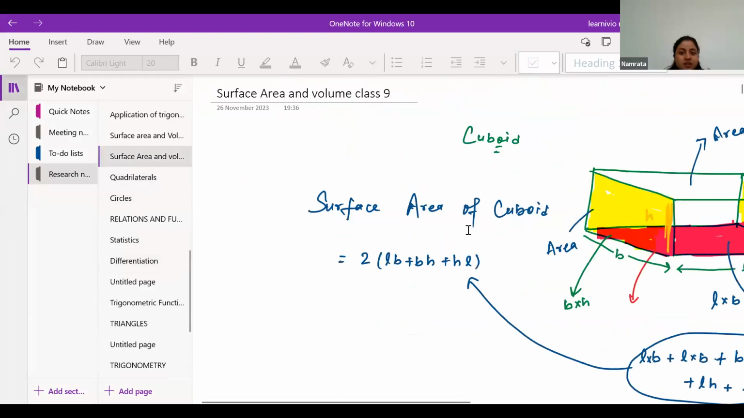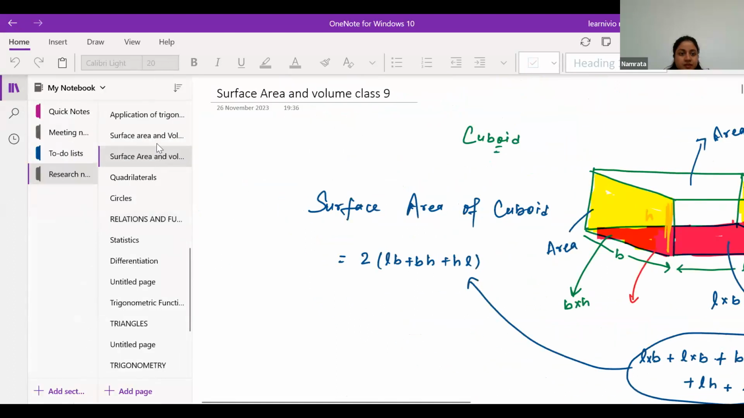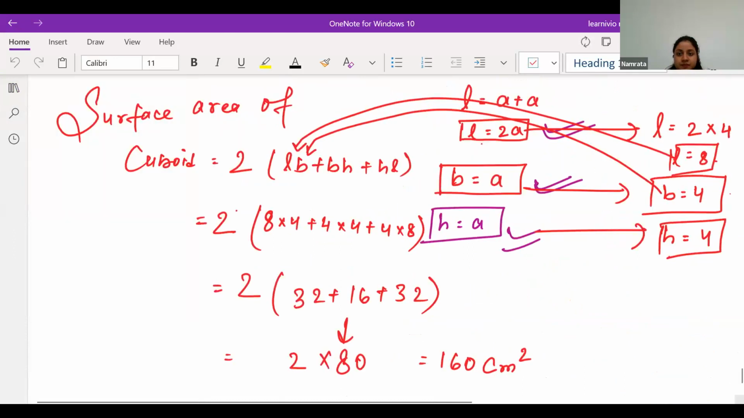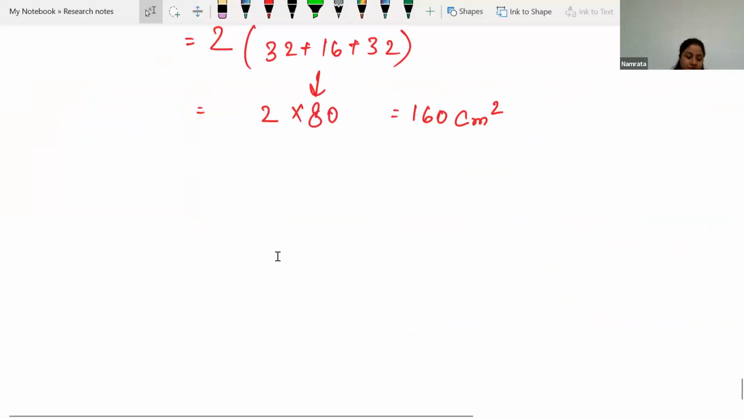Let's continue with it. Can you see my screen? Yes, sure. Okay.